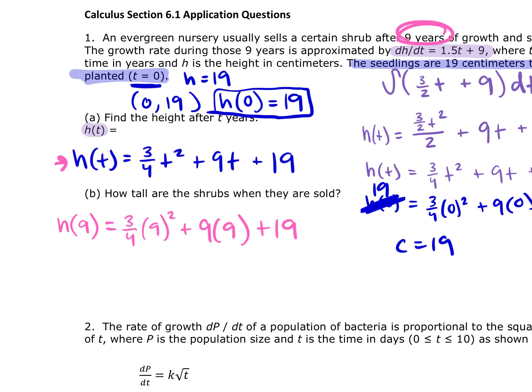You could use a calculator here, or if you wanted to just work it out, we should get 643 over 4. What would our unit be here? Centimeters, awesome. So after 9 years, they'd be 643 over 4 centimeters tall.